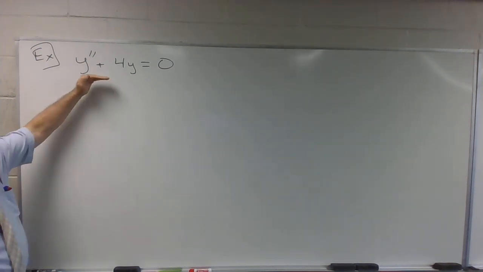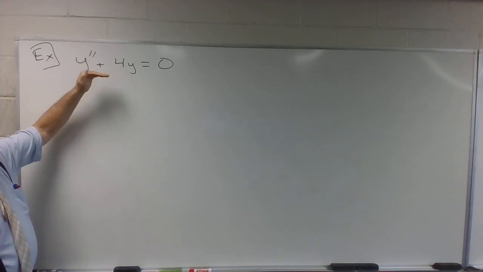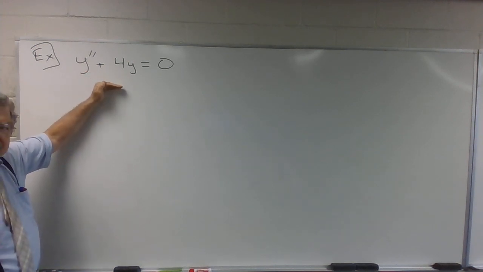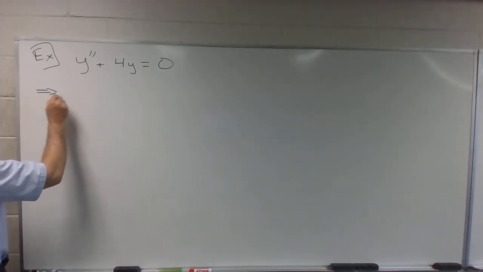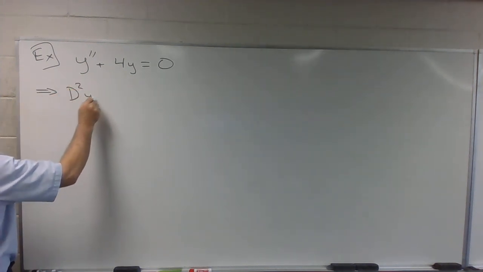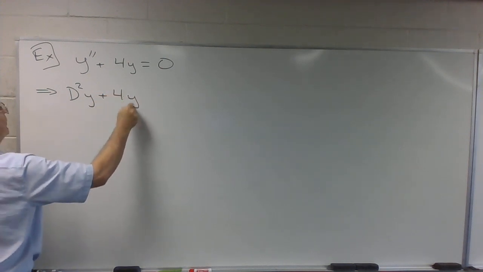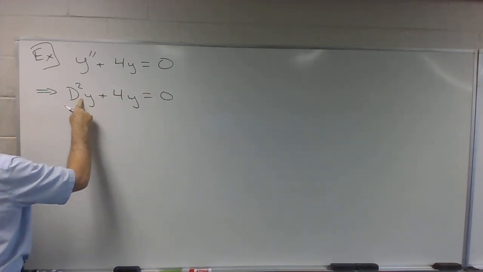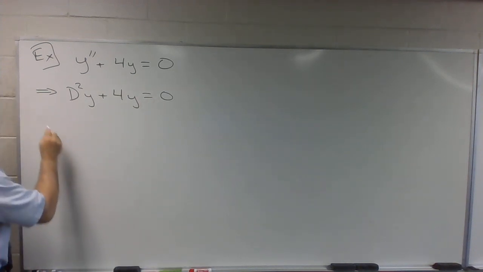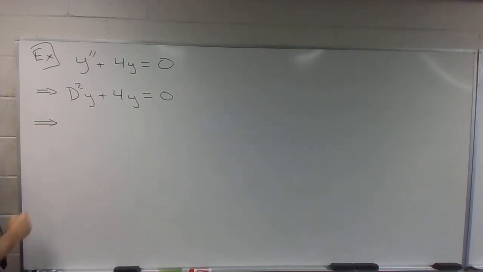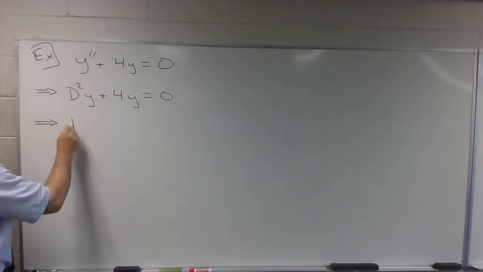We want to find the general complementary solution to this thing. So the first thing we do is rewrite this in operator notation. Second derivative of y plus 4y equals 0. The next thing we do, factor out the y.